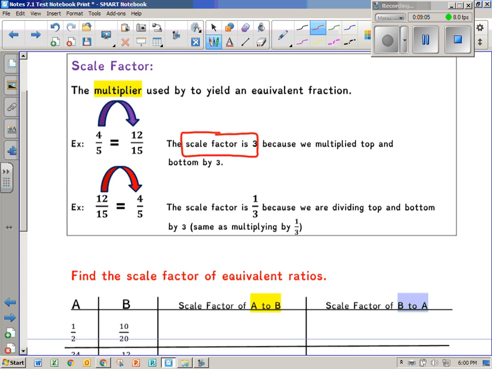The second one's the one that's a little harder. If you start bigger and you go smaller, you're not really multiplying, you're actually dividing. So here I'm dividing by 3 and dividing by 3. Well, remember, dividing by 3 is the same as multiplying by 1/3. So that's why the scale factor is 1/3.